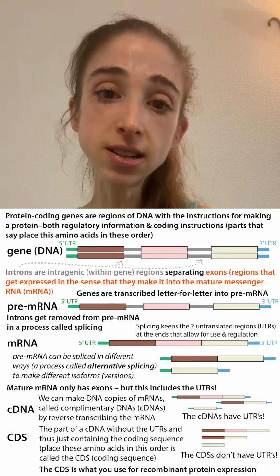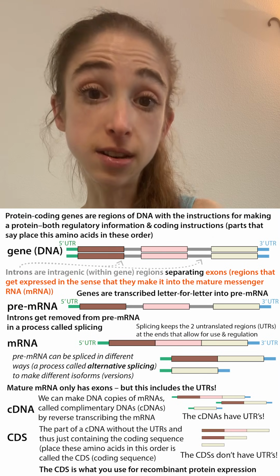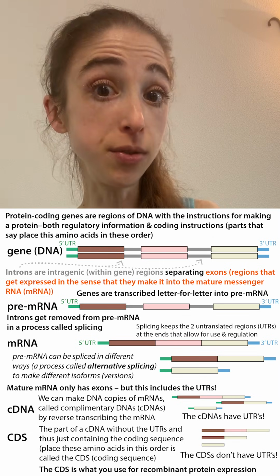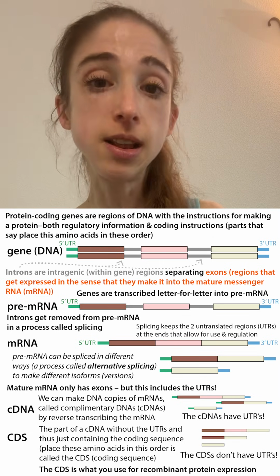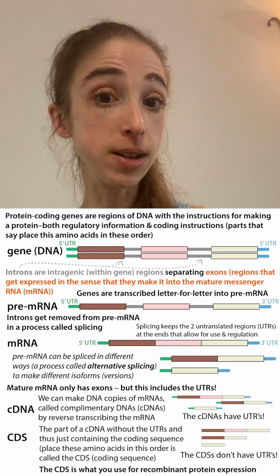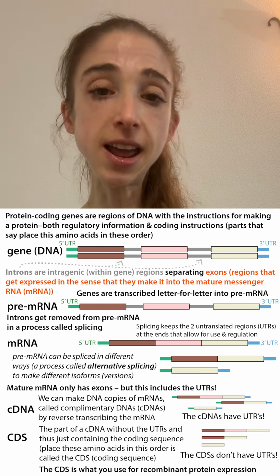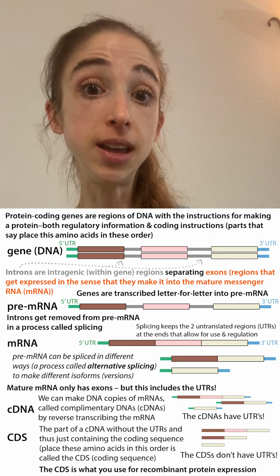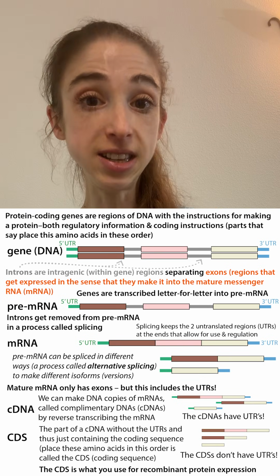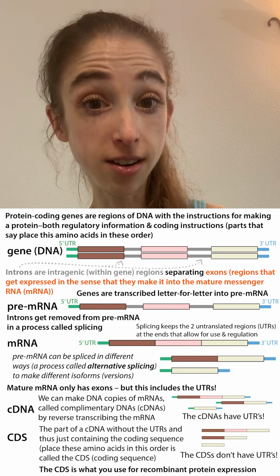And then that gets processed to give you the mature messenger RNA. It can get processed in different ways, as we'll talk about, to give you different versions of the messenger RNA, different spliced isoforms. We can reverse transcribe that messenger RNA and basically take it from RNA back to DNA, and that is going to be how we make complementary DNA or cDNA. So the cDNA is going to contain everything that was in that mature messenger RNA.